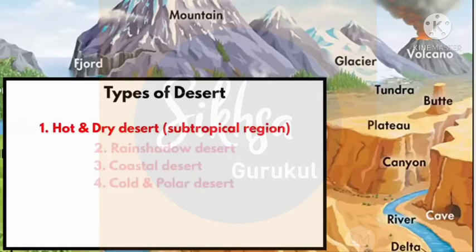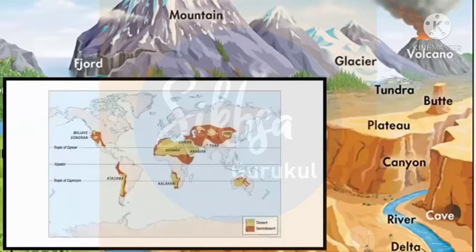The first one is hot and dry desert, which exists in the subtropical region. They are along the Tropic of Cancer and Tropic of Capricorn. In the subtropical region, pressure differences and circulation patterns of air masses hinder the formation of clouds. That is why there is very little rainfall on the land, which eventually causes subtropical deserts. Basically, a subtropical region is a high pressure zone.